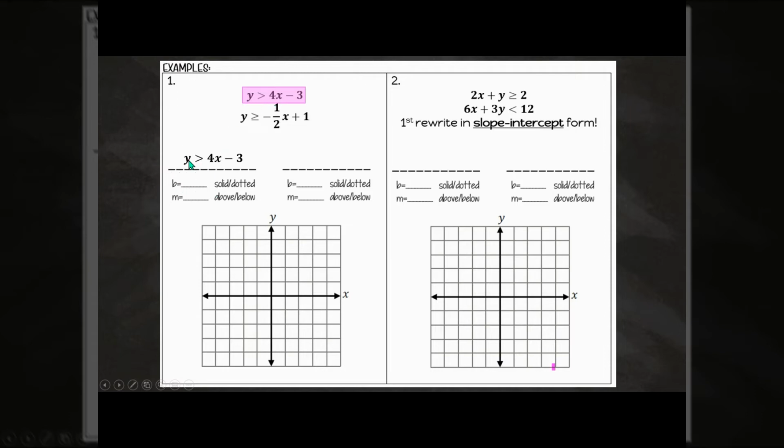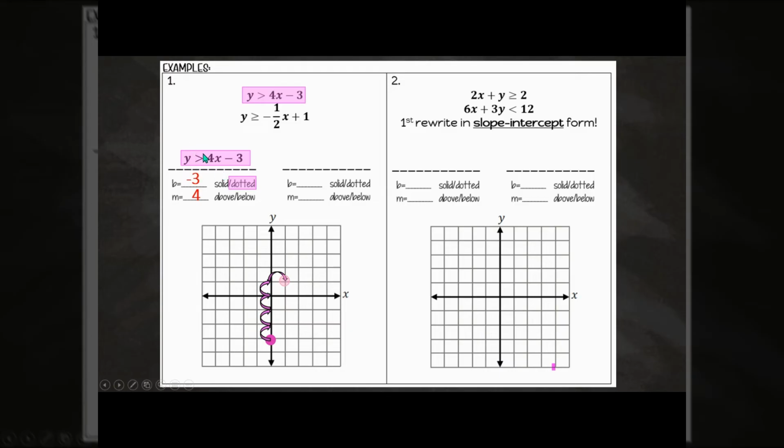Before I begin, I'm going to first identify my b, which is right here, this -3. So I'm going to go here on my graph and plot my -3. Next, I'm going to identify my slope of this line, which here is 4. If I don't have a denominator, I know it's going to be an imaginary 1. So from here, I'm going to go up 4, 1, 2, 3, 4. It's a positive 4, so I'm going to go to the right 1 for a positive slope.